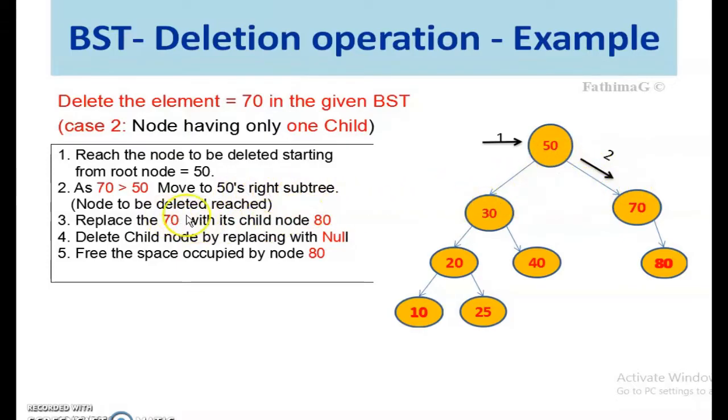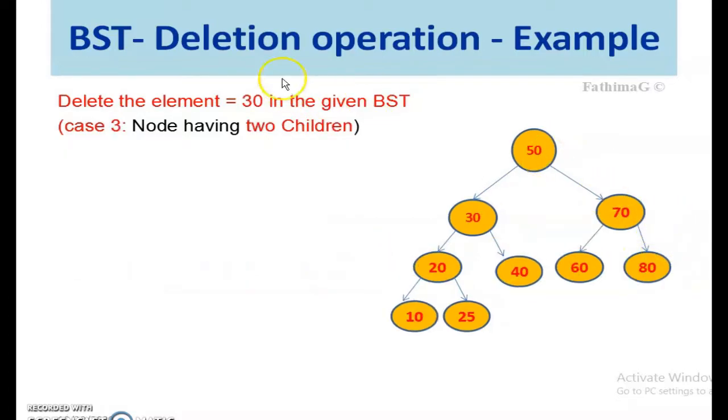As 70 is greater than 50, move to the 50's right subtree. By this, we reach the node to be deleted. Now, replace 70 with its child 80. Delete the child node by replacing with null and free the space occupied by node 80.